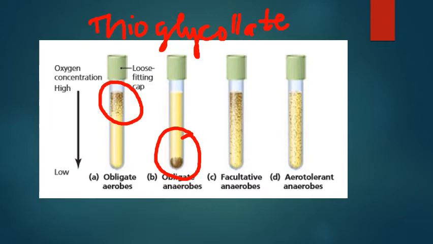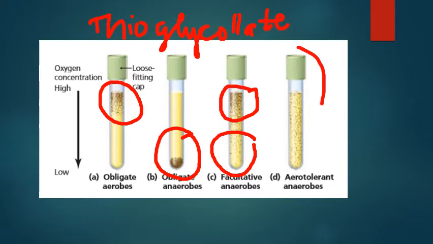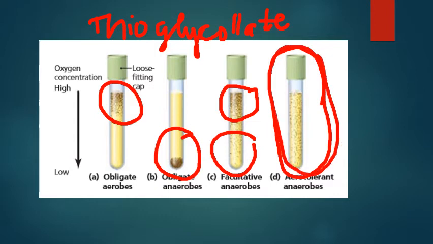Another, if it is a facultative anaerobe, you can actually see it at the surface and then at the bottom. So, it has a wide or spreading growth. While if it is aerotolerant, you can actually see it spread in the entire thioglycolate broth. Okay.